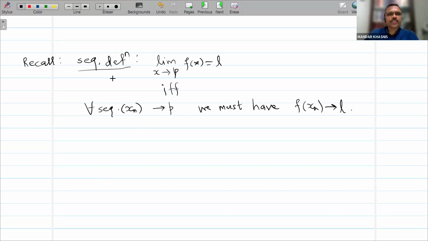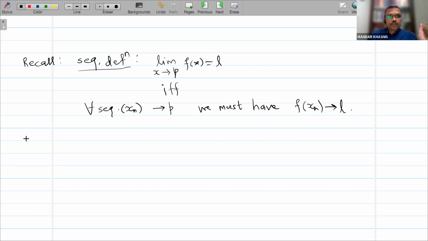Okay, that's the sequential definition, or people call it the sequential limit, in the sense that whenever the limit exists, you pick up any sequence which is going to p and look at the image sequence f of xn; that has to go to the corresponding L. This should happen for every sequence, and the converse is also true. Whenever for every such sequence xn going to p we have f of xn going to L, we must have the limit existing and it's equal to L.